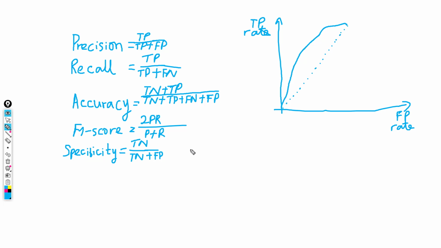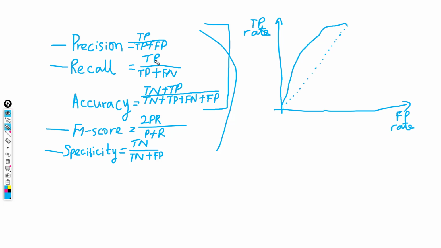Now, based on what we've seen so far, we're going to introduce several new performance metrics, and all these take up the different formulas we can see right here. We have the precision, which is the number of true positives divided by the number of true positives plus the number of false positives. Recall is true positives divided by the number of true positives plus the number of false negatives. The accuracy is the number of true negatives plus the number of true positives divided by the number of true negatives plus true positives plus false negatives plus false positives. So we'll stop at these first three for now.